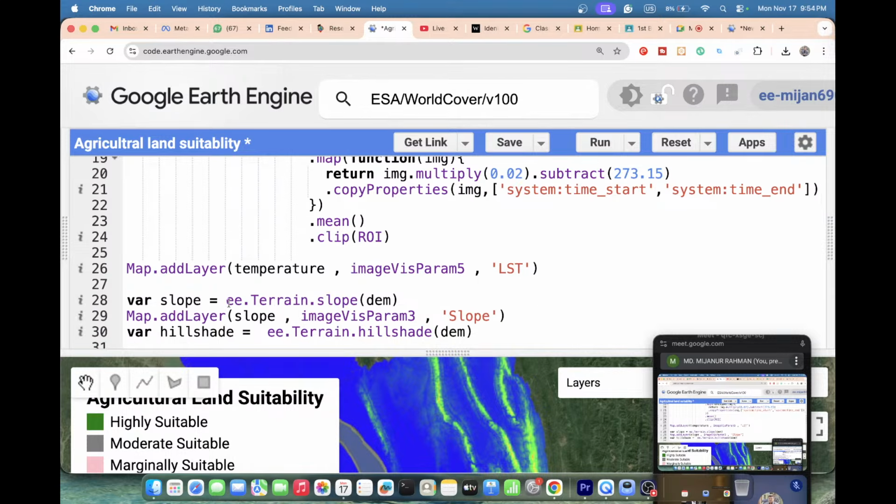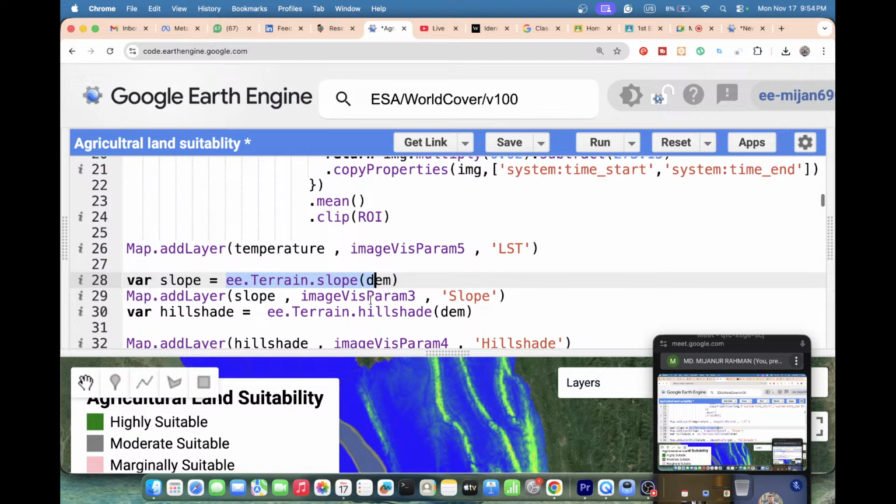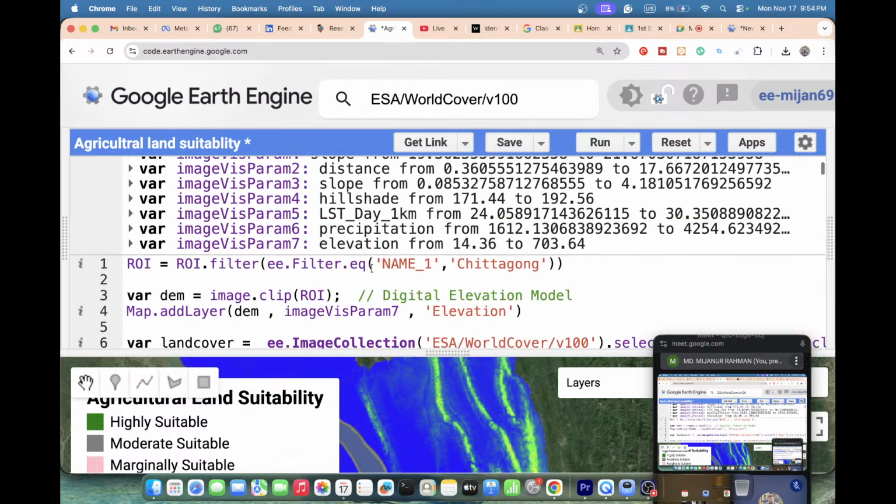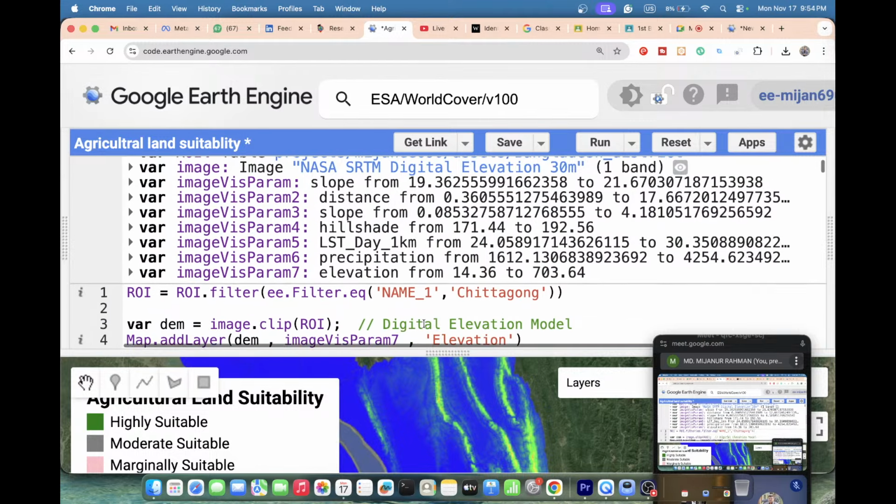Then from the DEM data we compute the slope, and also create the hillshade. Okay, same. And now we simply choose from the land cover. From the land cover we need to choose the cropland area.